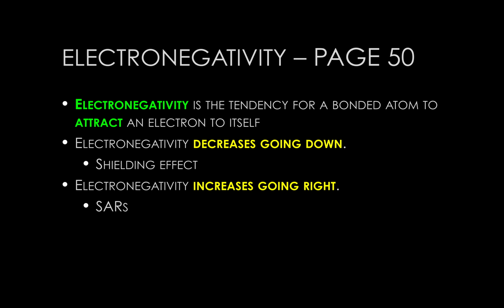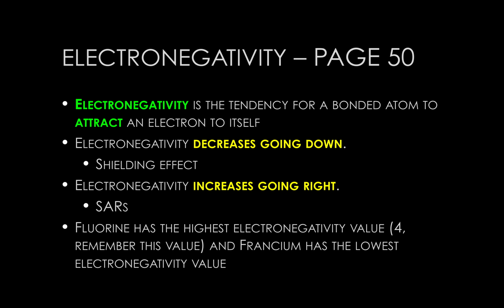And then electronegativity is going to increase going right, again because of SARS, the small atomic radius. Those electrons are so close to the nucleus, they just need 1, 2, or 3 more electrons to become stable, so they're not going to give up anything. Okay, they're going to take everything. Fluorine has the highest electronegativity value, which we give it 4. So remember that fluorine has the highest and it's 4, and again, francium is the lowest.